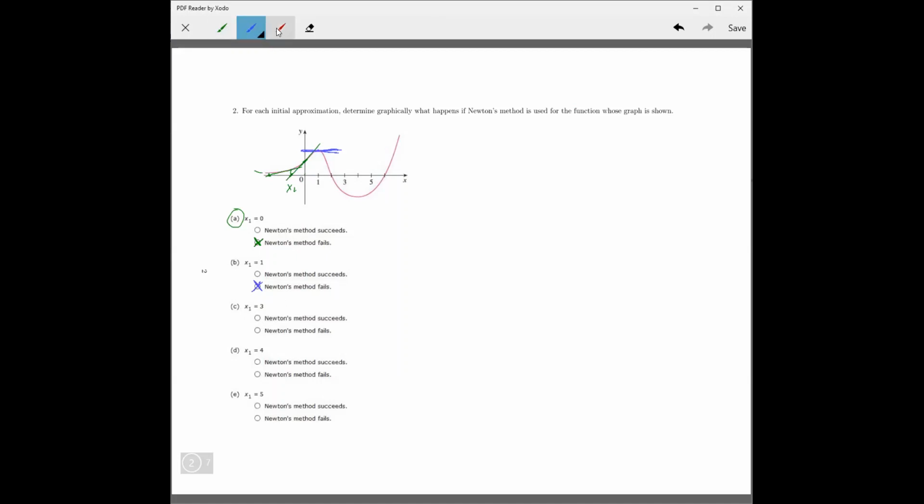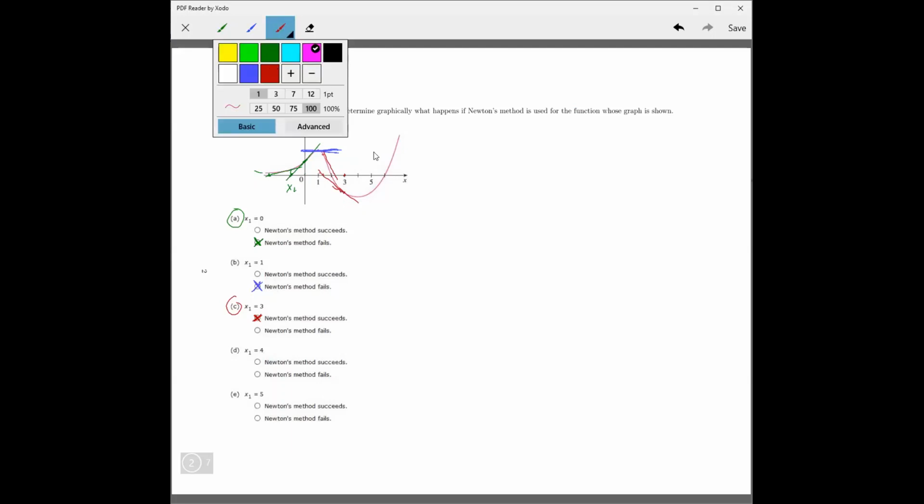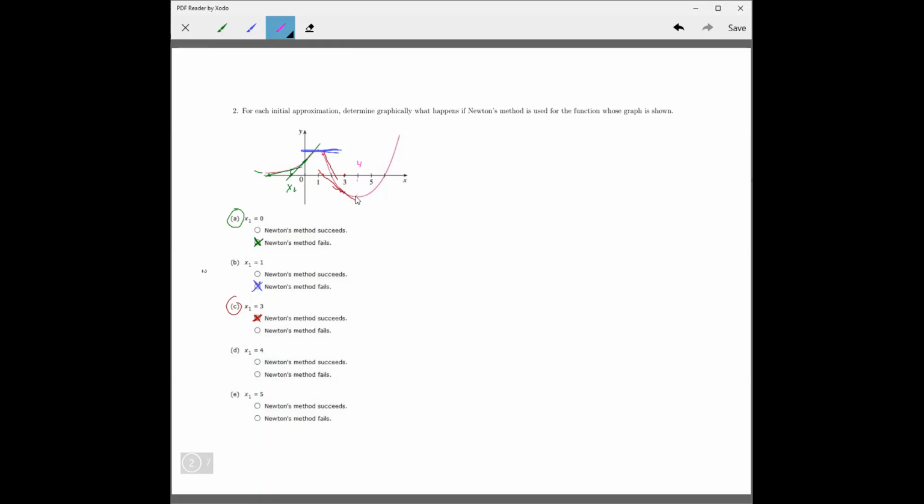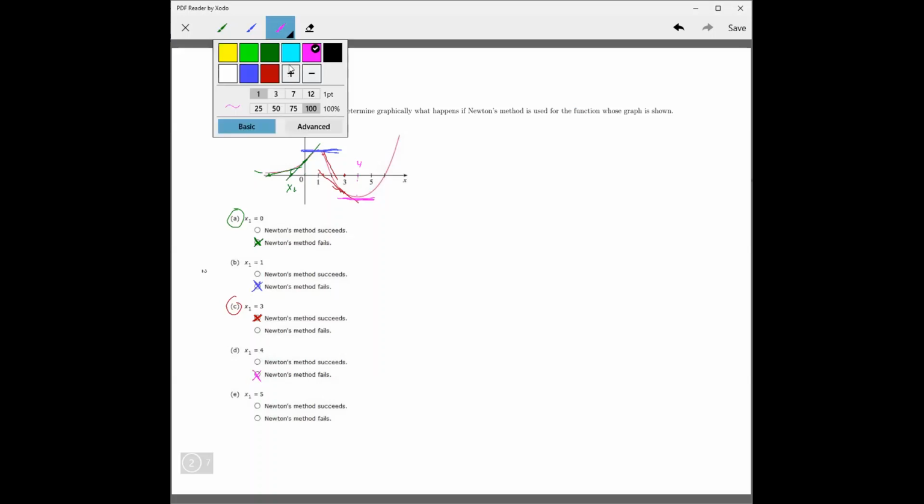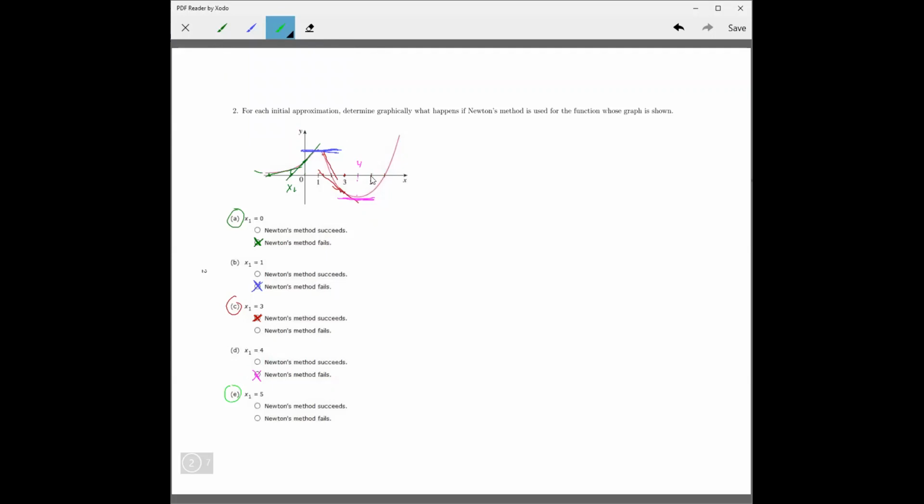x1 equals 3. Okay, so let's see here, 3. So that's this point here. You take the tangent, it's going to come down to there, and that's going to come up. That's going to kick you pretty close. So this one will succeed. It's going to keep getting closer. Okay, x1 equals 4. What happens if you put a 4 in? Oh, that's going to be a horizontal tangent again, so that's going to fail. And then, last one, number 5. So this is right here. It looks like that's going to get you there, and then that's going to be pretty close. So that looks like it'll succeed. Okay, so those are the answers to that.